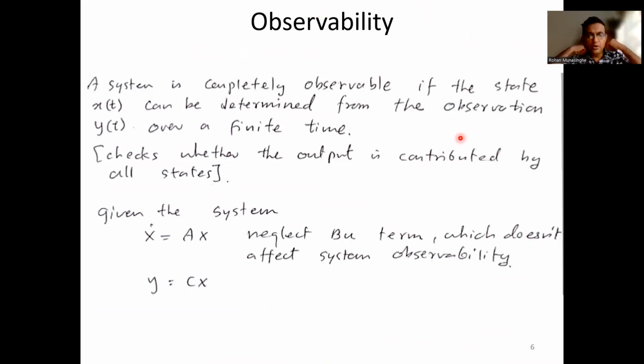So that's it for controllability. Now let's look at observability. So what is observability? The simple answer is just a few lines. You can see it over here. A system is completely observable if the state x(t) can be determined from the observation, that is y(t), over a finite time.